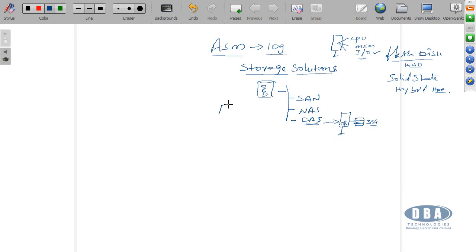Let's say, for example, I have my database server 1 where I have my database. I have another database server. Let's say I have 3 database servers. One is manufacturing, one is accounts, one is payroll, whatever it is. These are 3 database servers. But what will these 3 database servers host? Instance, right? They host only instance.